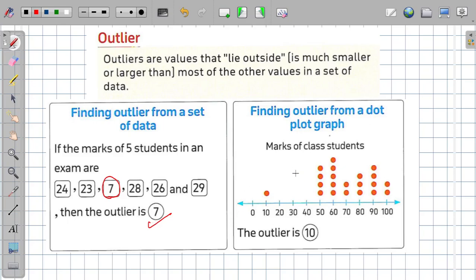Here in the dot plot graph, when you see most of the dots grouped in one area, and one dot is far away or lies outside this group, I can say this dot is the outlier of the data set. So the outlier here is 10. Okay.